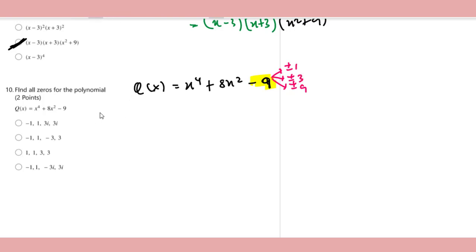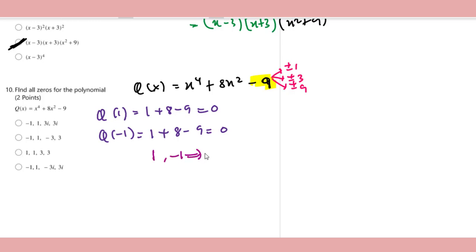Let's say you substitute 1. 1 plus 8 minus 9 is equal to 0. So now you get this one is equal to 0. Try another one, negative 1. Negative 1 to the power 4 is 1, negative 1 squared is 1, minus 9, equal to 0. So what we can conclude is that 1 and negative 1 are zeros for this polynomial. This is the power of 4, which means we're going to find another 2 zeros.